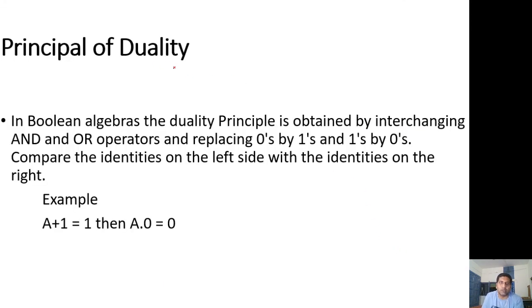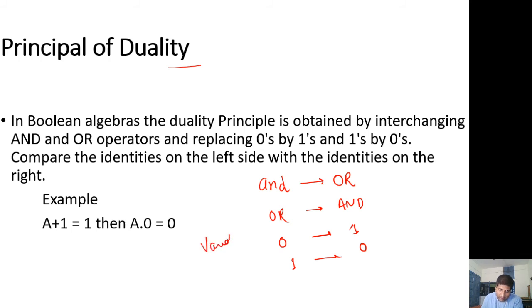Now we have talked about the principle of duality. In Boolean algebra, the duality principle is obtained by interchanging the AND and OR operators and replacing zeros by 1 and ones by 0, and comparing the identity of the left side with the right side. मतलब ड्यूलिटी फाइंड आउट करने के लिए हमको क्या करना पड़ता है, AND ऑपरेटर को OR ऑपरेटर से चेंज करना पड़ता है, और OR ऑपरेटर को AND ऑपरेटर से चेंज करना पड़ता है, 0 को 1 से चेंज करना पड़ता है, 1 को 0 से, and variables are kept the same.